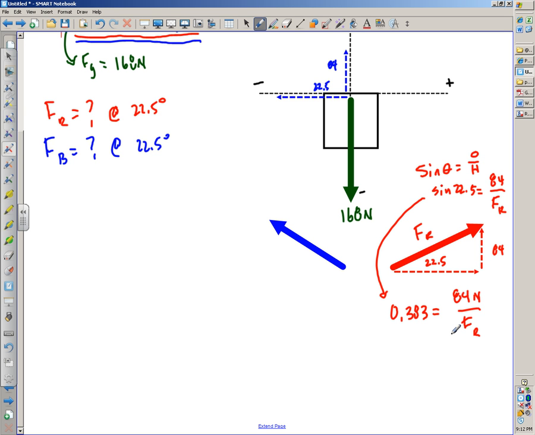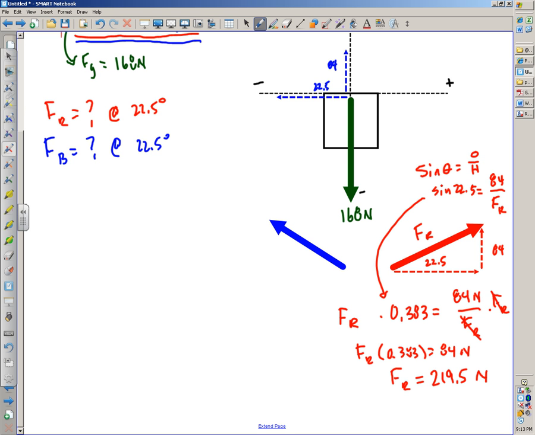Now, math. Make sure you do it properly. Your variable is on the bottom of this fraction. There are multiple ways you can do it. I'm going to do it this way. The first thing I'm going to do is multiply this side by f of r, and that cancels these f of r's. But if I multiply one side of the equation by f sub r, I got to multiply the other side. Now I'm left with f sub r times 0.383 is equal to 84 newtons. I now divide both sides by 0.383, and I end up with 219.5 newtons.